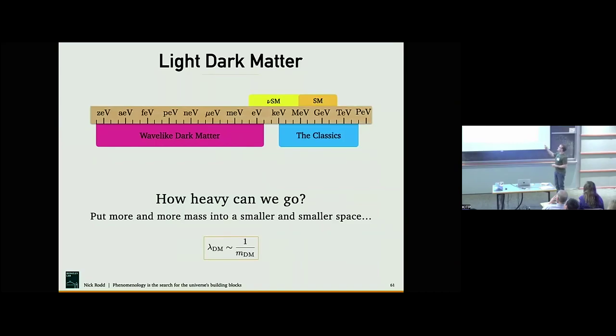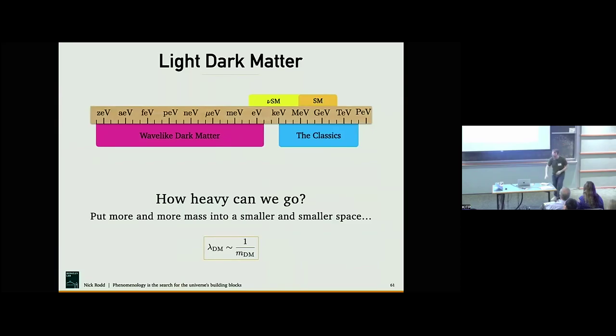Now let me ask the question, how heavy could we go? If I want to go heavier and heavier and heavier, is there some sort of similar limit we will run into, just as we did on the light end? So again, I want to exploit this second key fact and think about what's happening. On the one side, as we made it lighter, the wavelength was getting larger and larger. If we make the particle heavier, its size will get smaller and smaller and smaller. But we're also putting more and more energy or more mass into a smaller and smaller space.